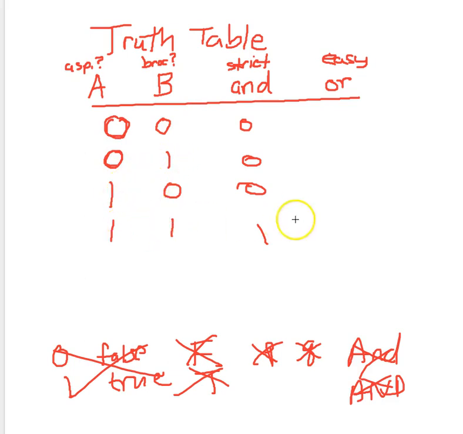Now, of course, you could eat both. So the person who eats both does get dessert. But the person who only eats broccoli, sure, he or she gets dessert. And sure, the person that only eats asparagus gets dessert. This person does not get any dessert because they didn't eat anything. So there is your complete truth table.